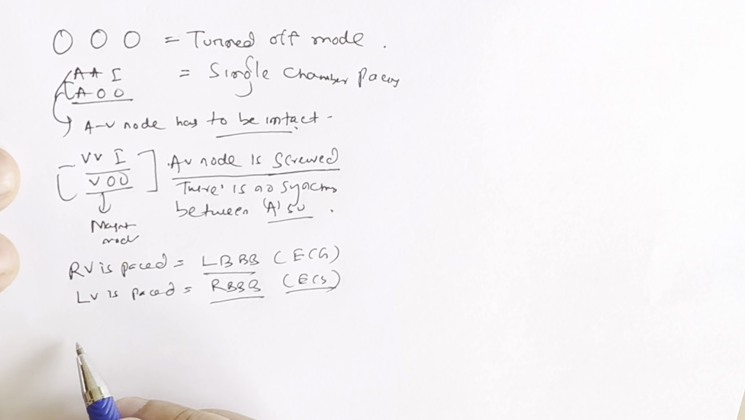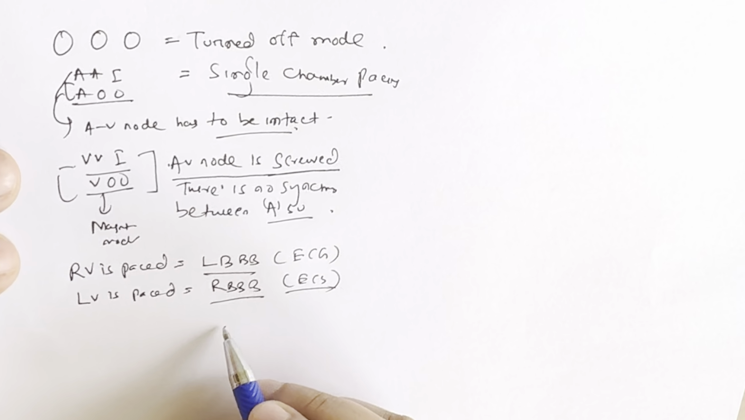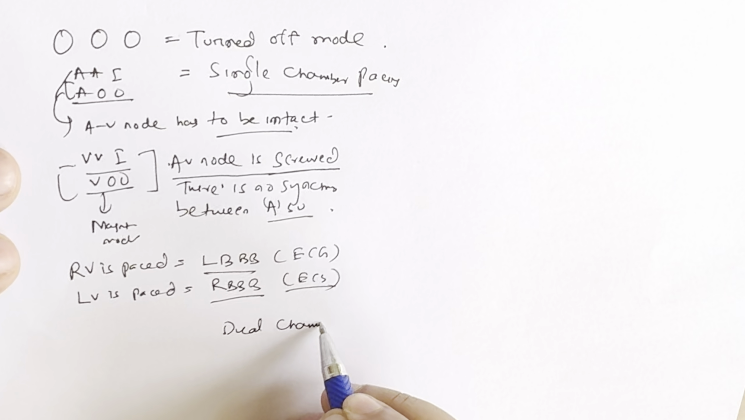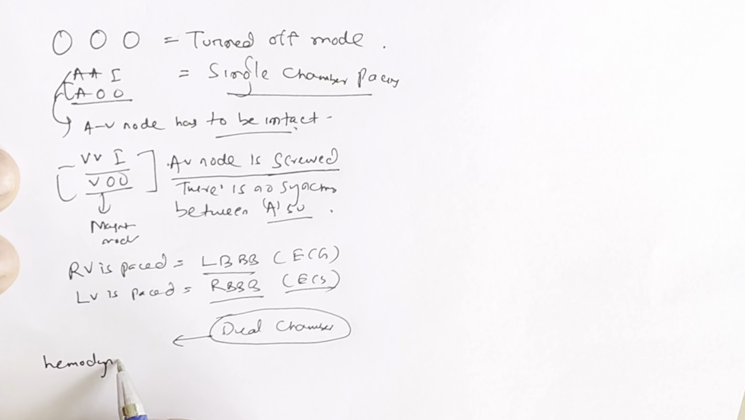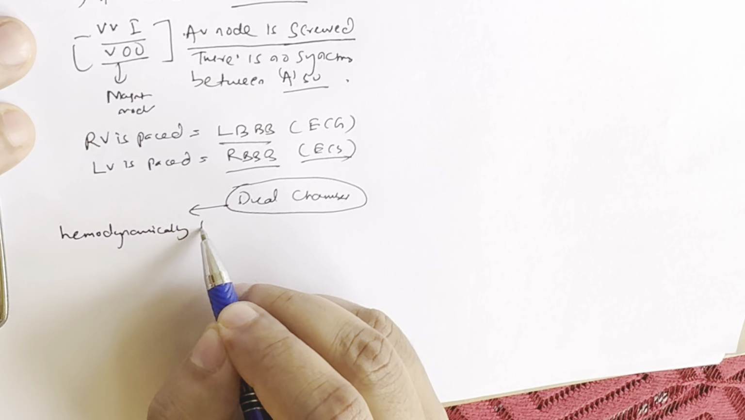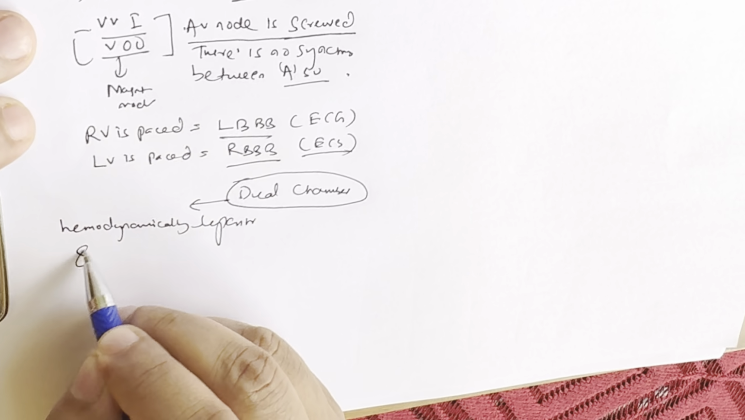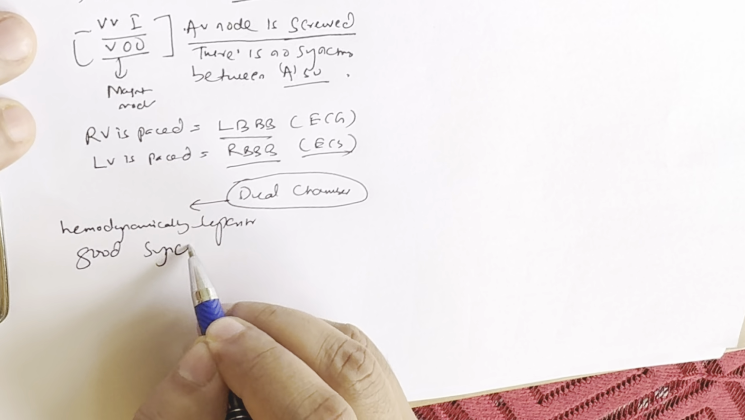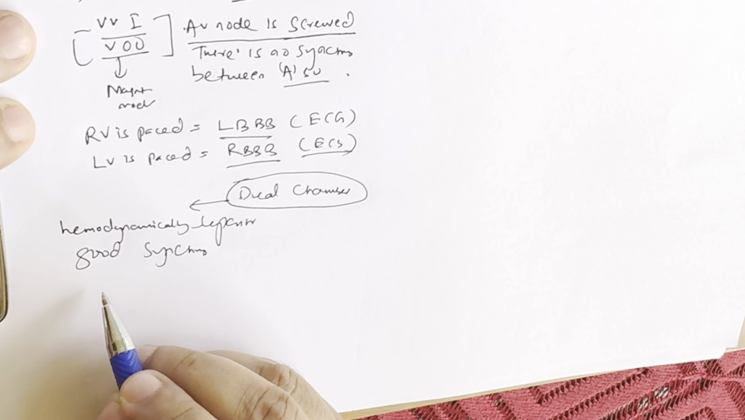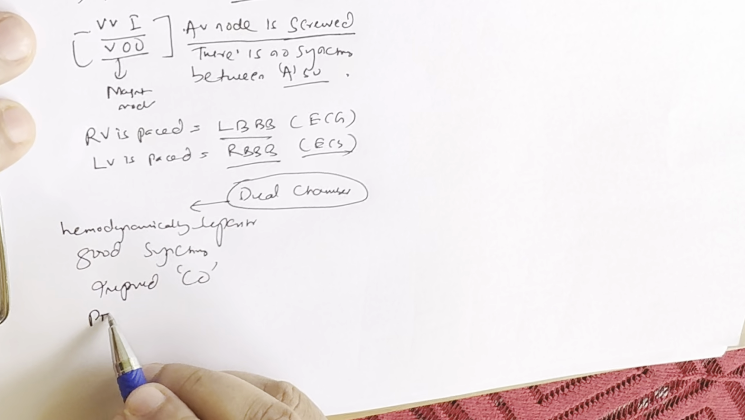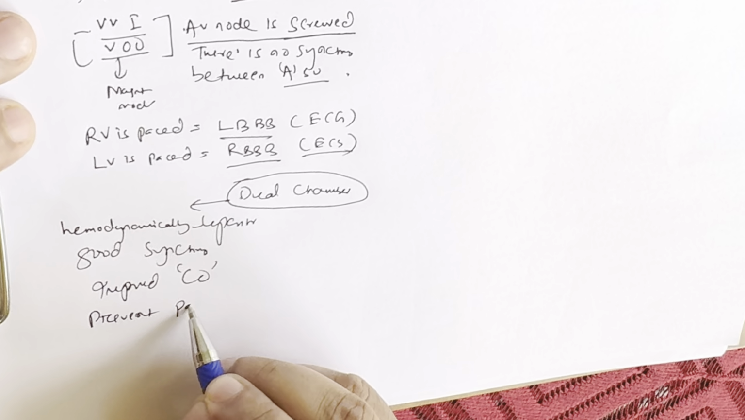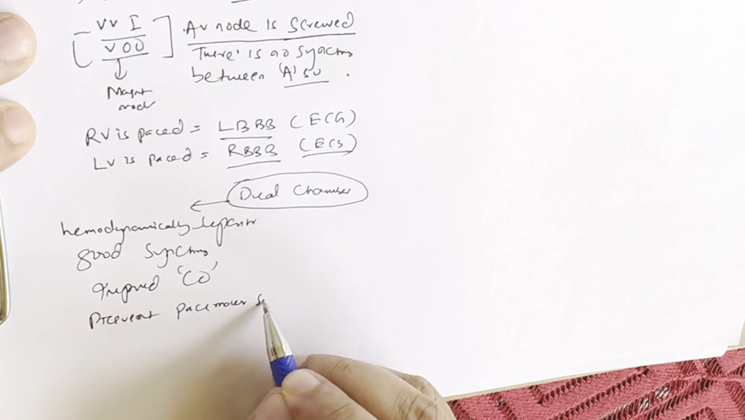The best is the dual chamber mode. This is single chamber, then we have dual chamber, usually used in complete heart block, right? This is hemodynamically superior. Definitely there is synchrony, good synchrony, and because of that there is improved cardiac output. It also prevents pacemaker syndrome. What is that?